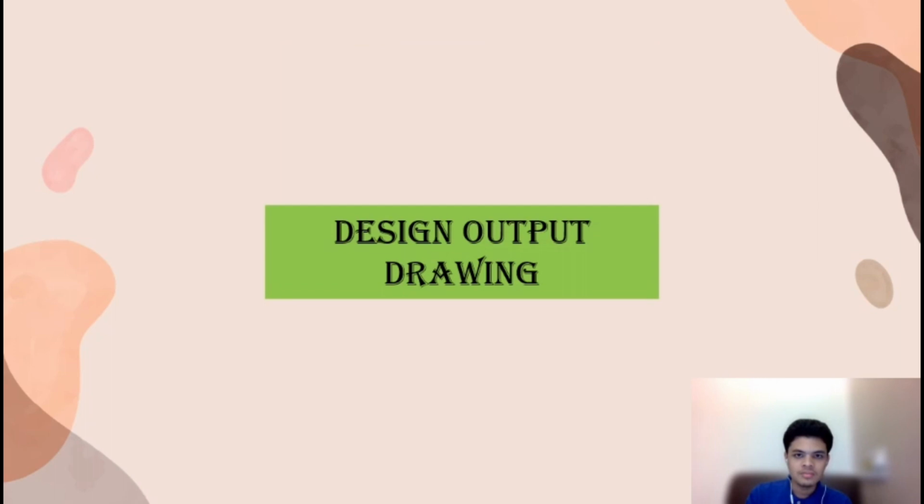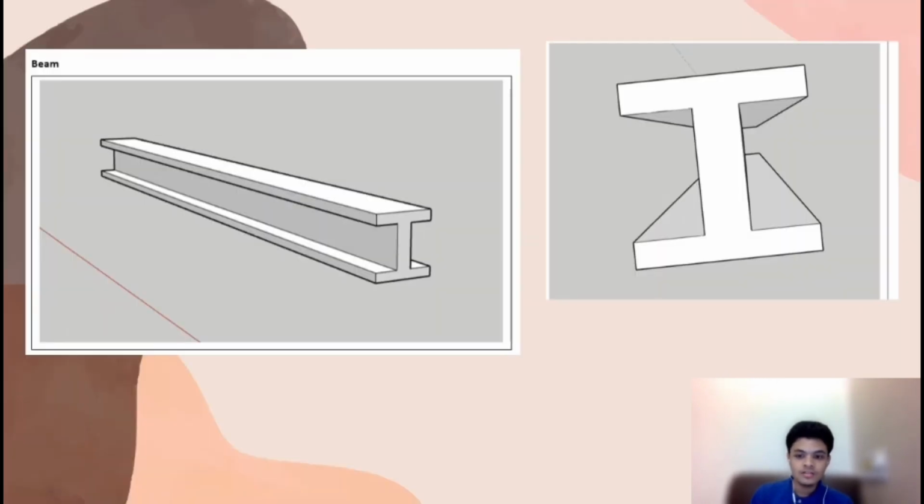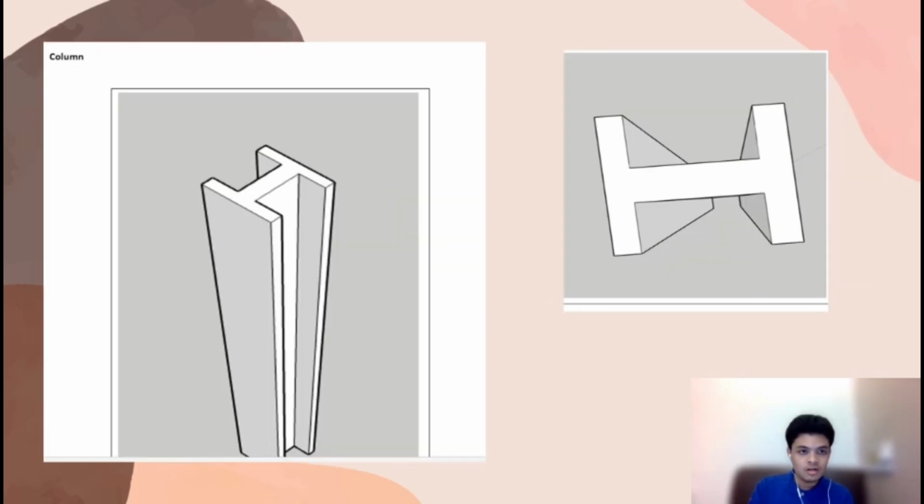Now I will be presenting the design output drawing. I used SketchUp to draw the drawings. This is the drawing of the beam. The section designation that I use is 610 times 229 times 125. Now this is the drawing of the column. The section designation that I use is 203 times 203 times 60.